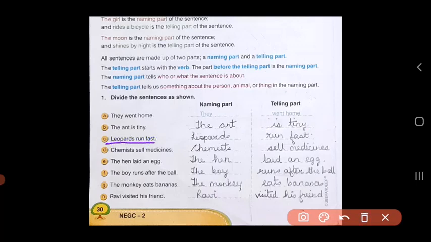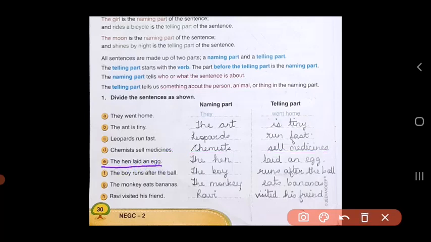Leopards run fast. Leopards will be the naming part. Run fast will be the telling part. Chemists sell medicines. So here they are telling you about chemists. So chemists becomes the naming part. And what do the chemists do? Sell medicines. That will be the telling part.